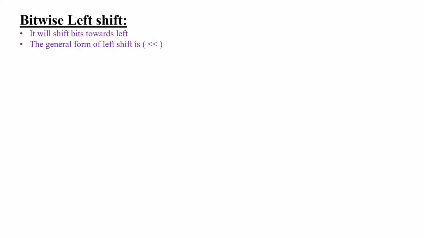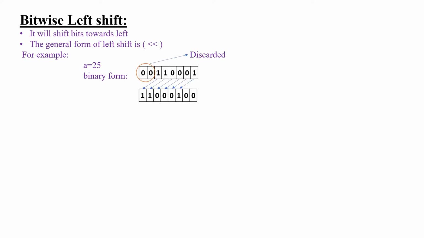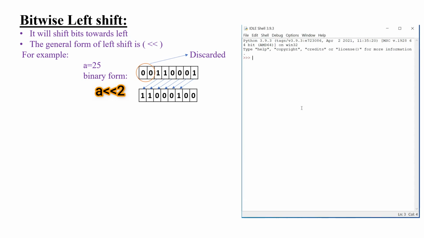Next, bitwise left shift operator. It will shift bits towards left side. The general form of this left shift is double less than. For example, if I take a is equal to 25, the binary form of this number 25 is 00110001. If we do a left shift 2, means we are shifting 2 bits of this number towards left side.